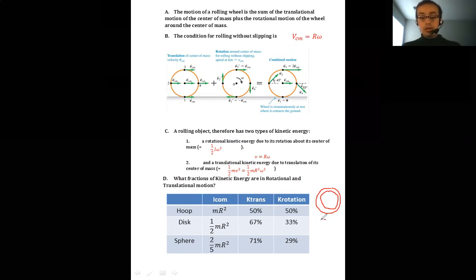In a disk, where instead you have something that's solid all the way through, looks like a frisbee, or is a frisbee, or something along those lines, the moment of inertia is 1/2 mr squared, and the amount of energy that's in translation, in other words, the amount of energy that's happening in the linear motion, is 67%, whereas only 33% is taken up by the rotational motion. And finally, with a sphere, you have 71% of the kinetic energy being in translational motion and 29% of it being in rotational motion. Where exactly do we get this from?